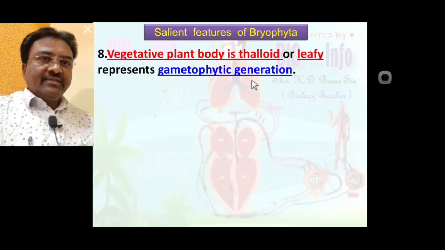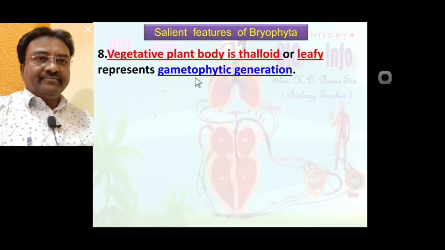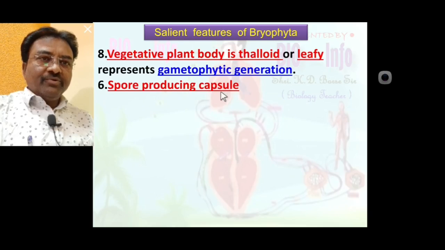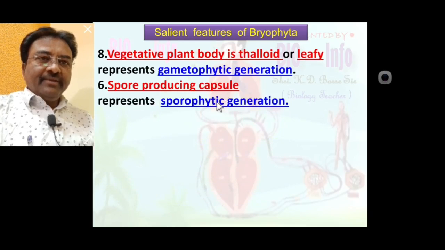Represents gametophytic generation, meaning the gametophyte is a thalloid or leafy structure, while the spore producing capsule represents sporophytic generation. Gametophytic generation and sporophytic generation are seen in their life cycle. In the gametophytic generation, the vegetative plant body is a thalloid or leafy structure, while in the sporophytic generation, the spore producing capsule structure is seen in bryophytic plants.